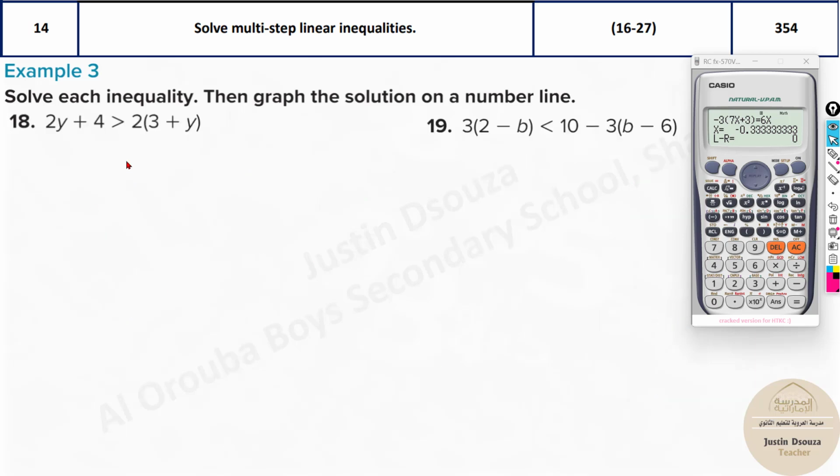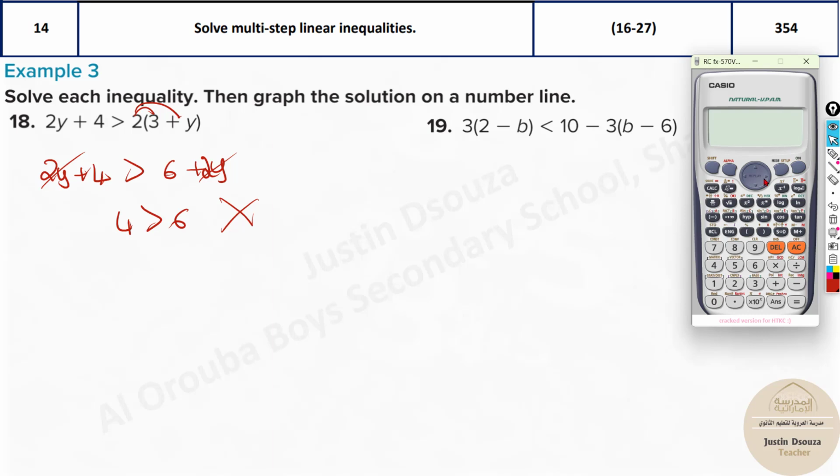Let's do another two-variable problem. You can see over here there are two variables. Now how would you solve this? First, apply the distributive property. On the left side, nothing is there. It will be 2y plus 4. But here, multiply 2 on both the sides. It will be 6 plus 2y. Now this is very interesting. What happens here? If you take 2y to the other side, both are equal, so they cancel off. You're getting 4 is greater than 6. Is this true? Is 4 greater than 6? This is false. There is no solution for this.